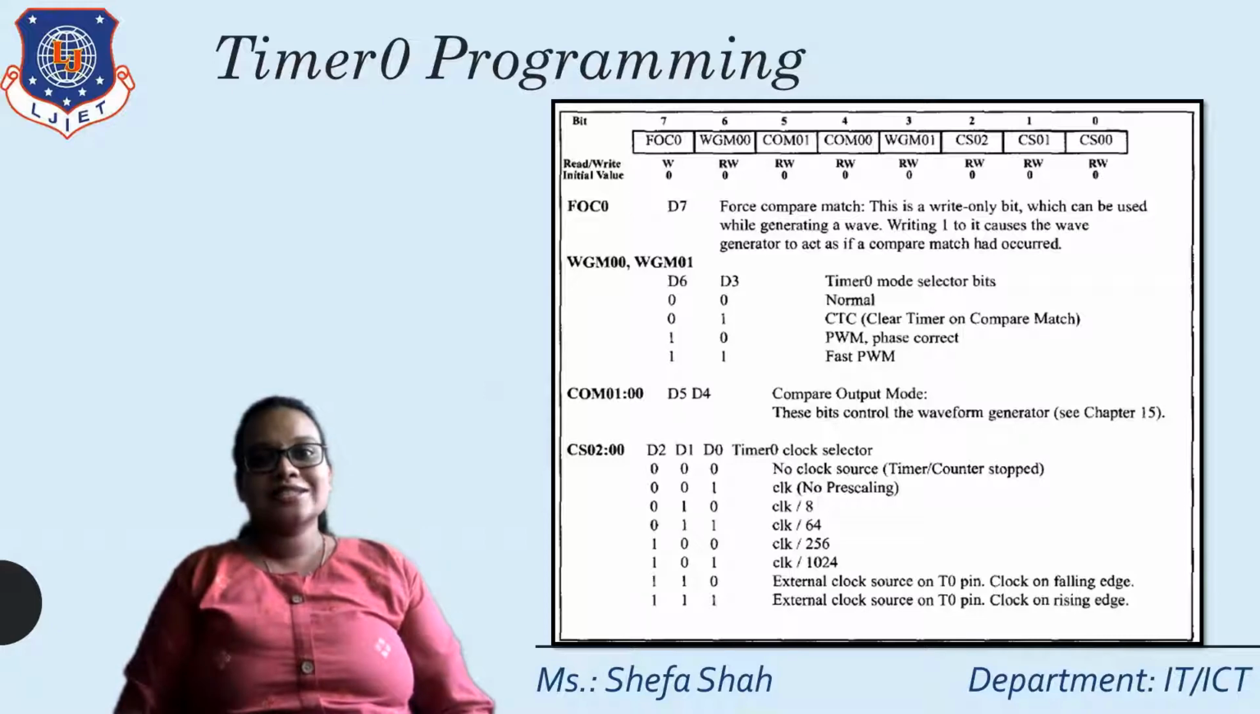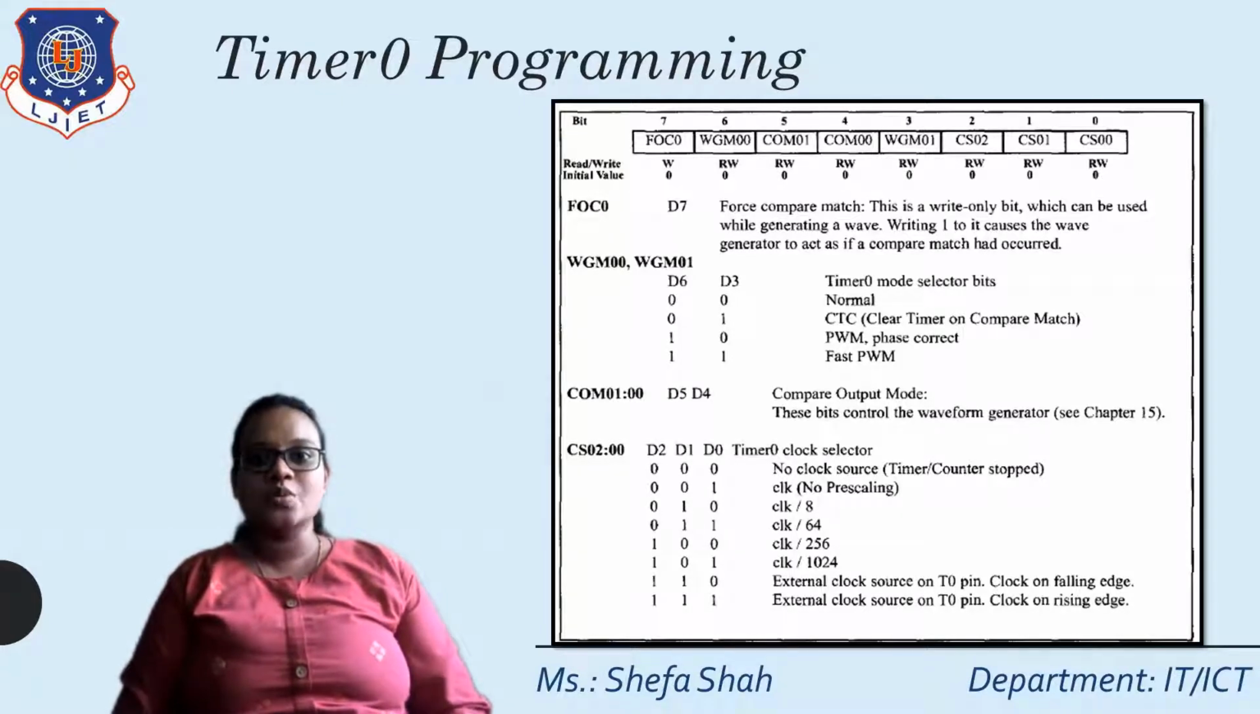If we are giving the simple clock with no prescaling, then the combination will be 0, 0, 1. If we are giving the clock source with prescaler 8, that means the frequency which has been given will be divided by 8, and that will have the combination 0, 1, 0. Then 011 is the clock source with prescaler 64. 100 means clock source with prescaler 256, and 101 is clock source with 1024 prescaling. And the last two, 110 and 111, are given for the external source with this counter.